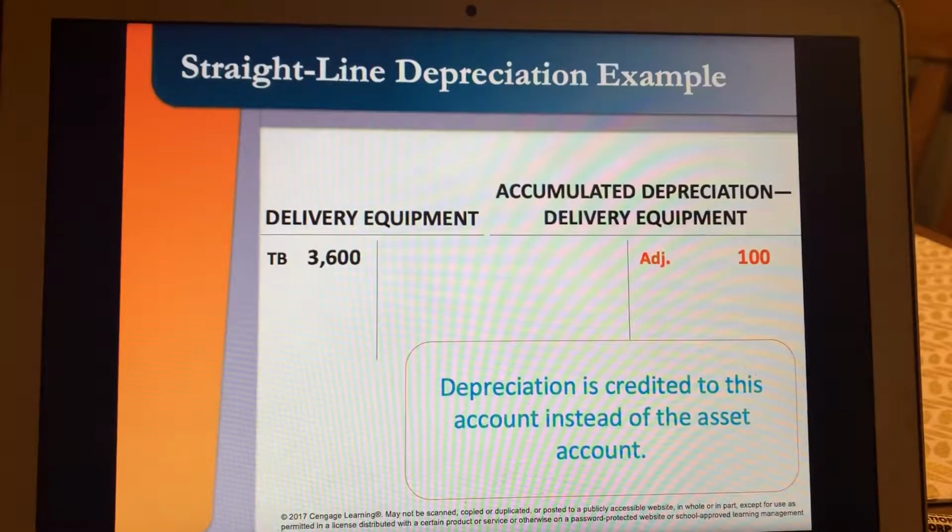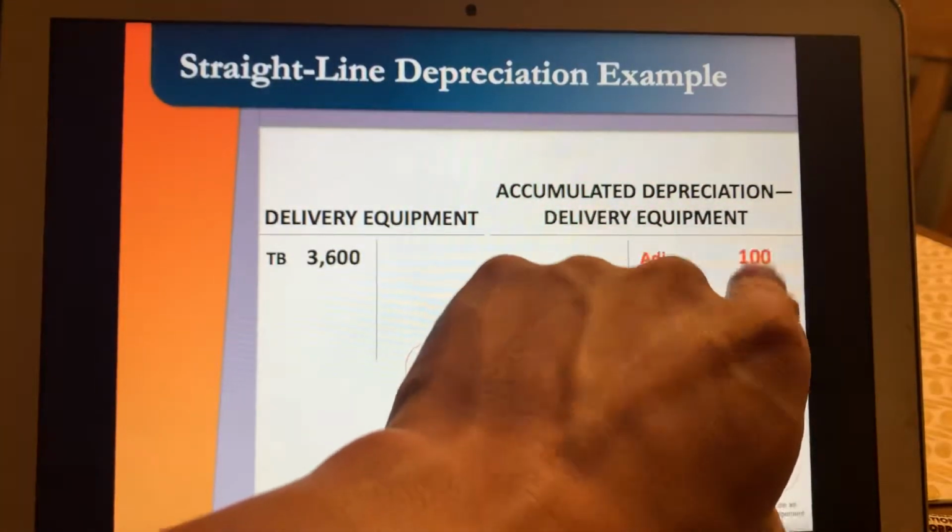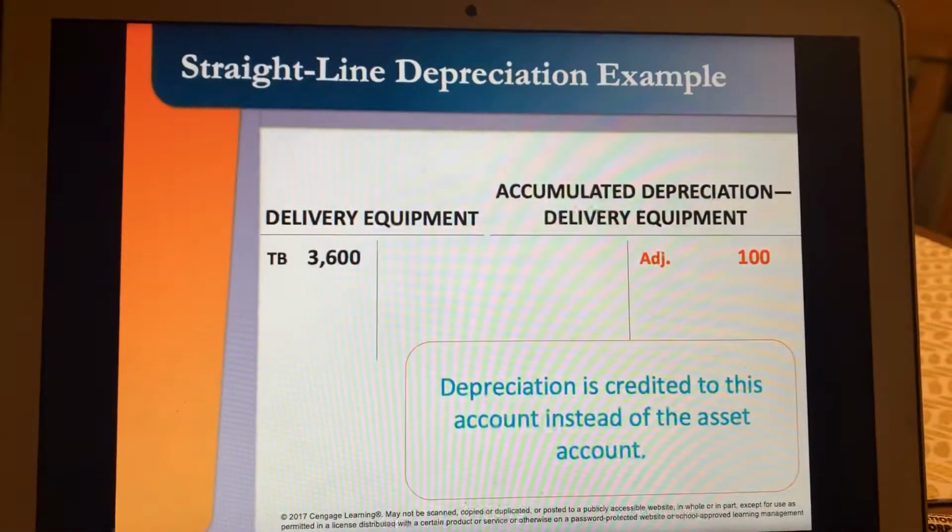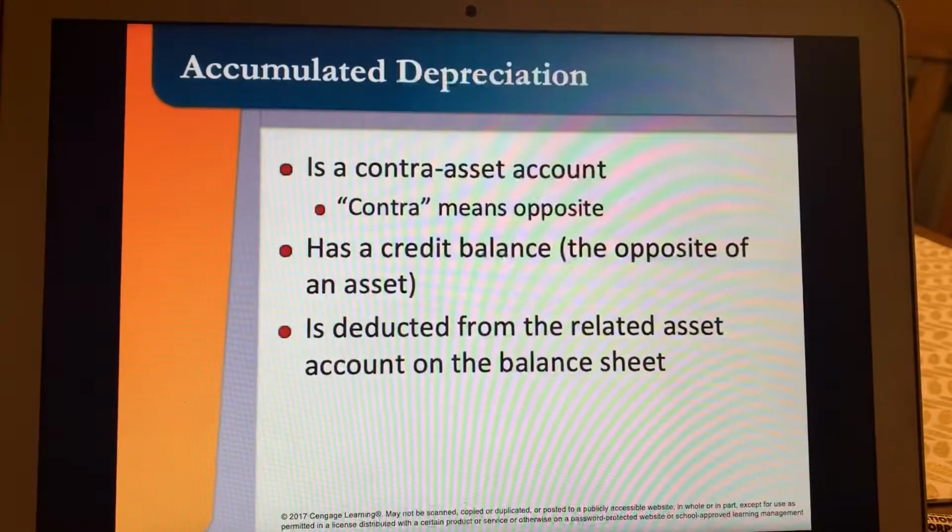Depreciation is credited to this account. Oh no, this is the asset side. We're actually going to debit depreciation expense. So that should be coming up here in a bit.